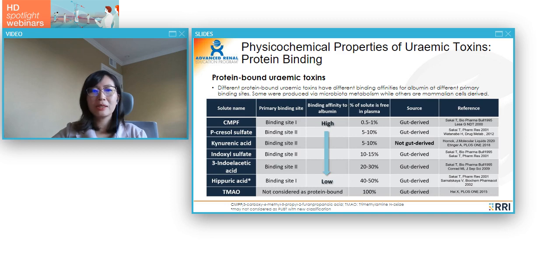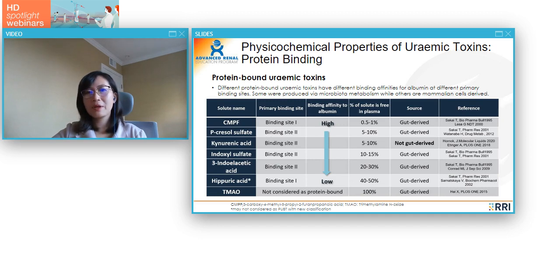So between those available binding sites uremic toxins could bind to, they also have their own preference on which site they like to spend more time on. And this site is usually called their primary binding site. And they come with different binding affinity to albumin.